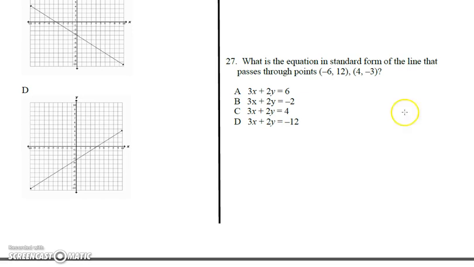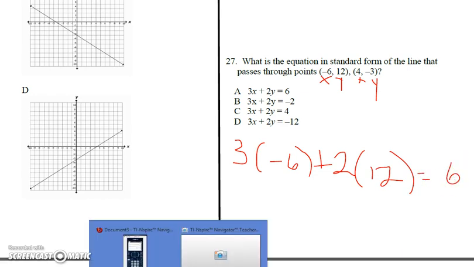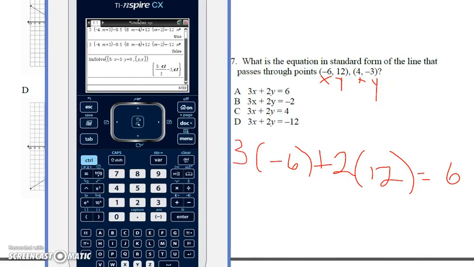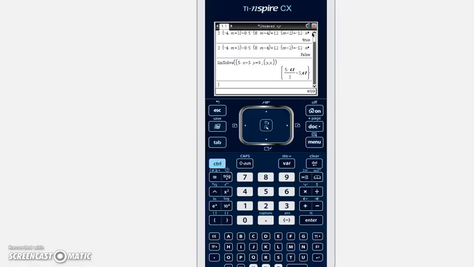I'm just going to make substitutions because, you know, this is x, this is y, and I know this is x, and I know this is y. So I can substitute these values into each of my equations, and I need to get true statements. This is what I'm saying. I can say 3 instead of x, I can say -6 plus 2, and y is 12. And I ask my calculator if that is equal to 6. I don't have to do a lot of work.